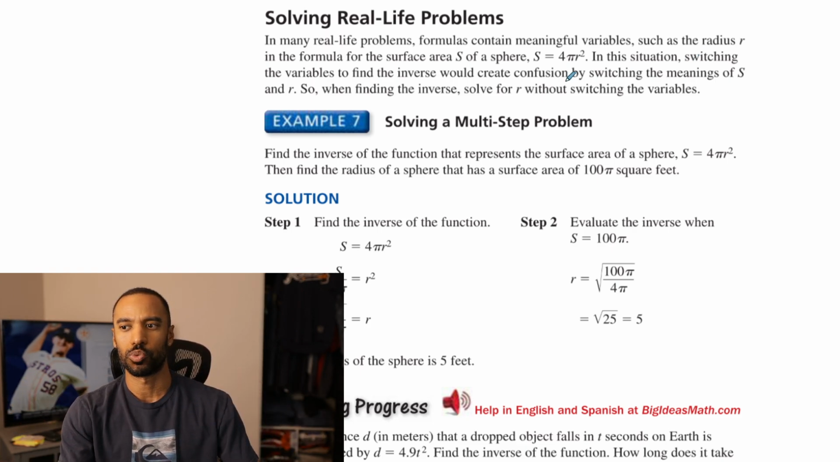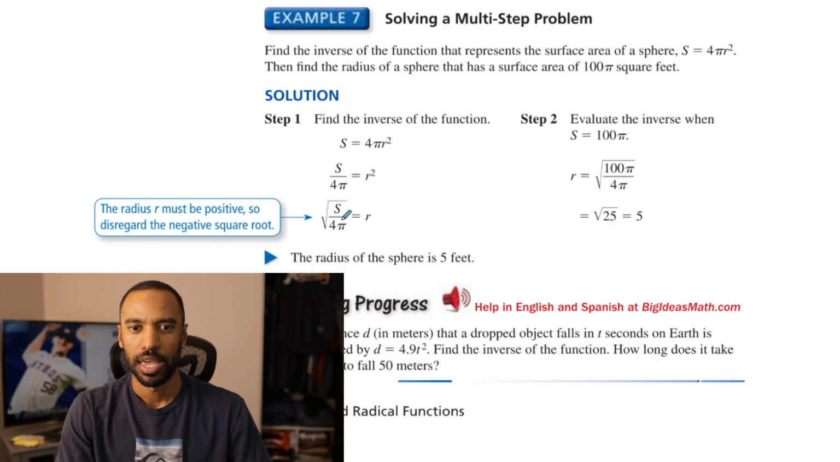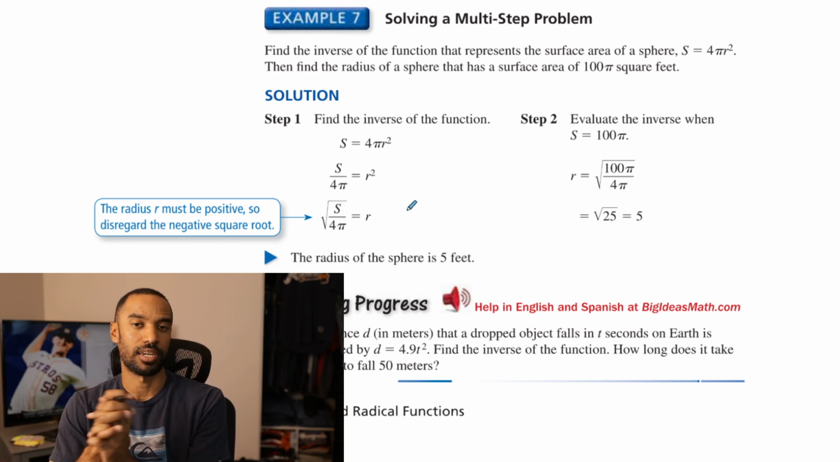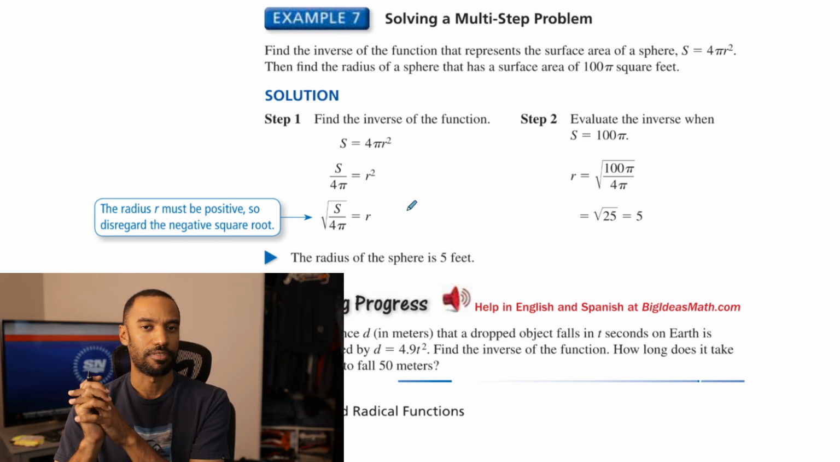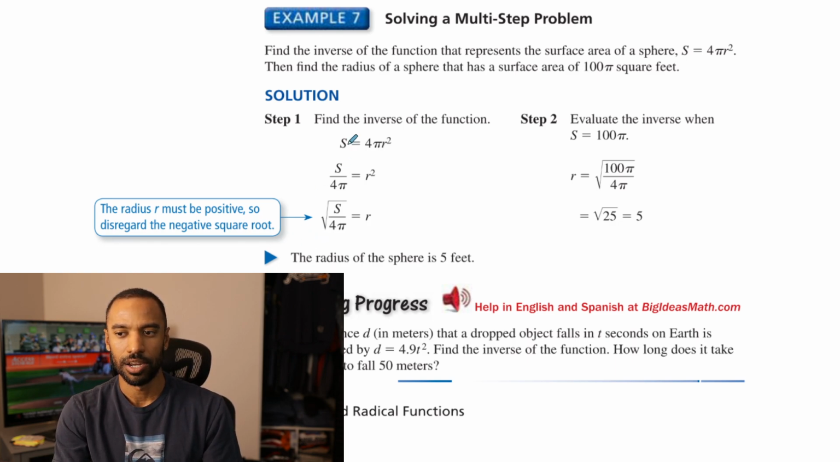So in finding the inverse, we solve for r without switching the variable. If I wanted to get r by itself in this equation and make it say r equals square root of s over 4 pi, just leave r as it is. We want r to still represent radius and s to still represent surface area. And if they ever said, find the radius given the surface area, we could plug it into here instead of plugging it into here and do some backward steps.